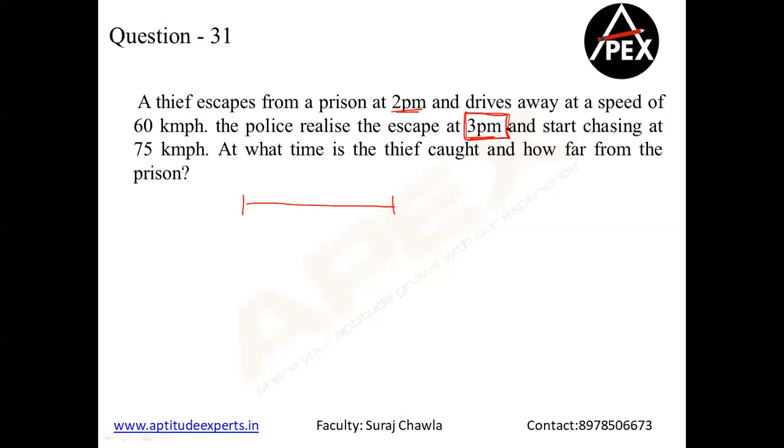The police is starting at 3 o'clock, right? So my job will be to understand the distance separating both of them at 3 o'clock. So police has just started from the prison. So I say police is here at 3 o'clock, just starting from the prison. But the thief escaped at 2 o'clock, right? So if I want to know the position of the thief at 3 o'clock, I know the thief has run for 1 hour at a speed of 60 kilometers per hour. So therefore the thief at 3 o'clock would have covered how much? 60 kilometers. This becomes your relative distance.